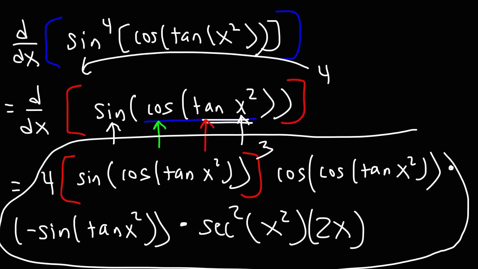Now, of course, you can combine a few things. You can combine the 4 and the 2x and the negative sign, and you could put negative 8x in front. But besides that, there's nothing else you can do here. So that's it for this problem.